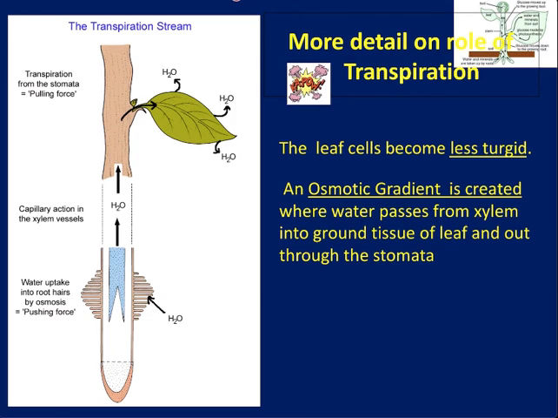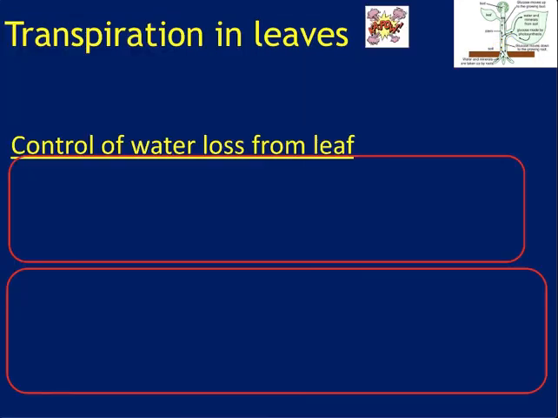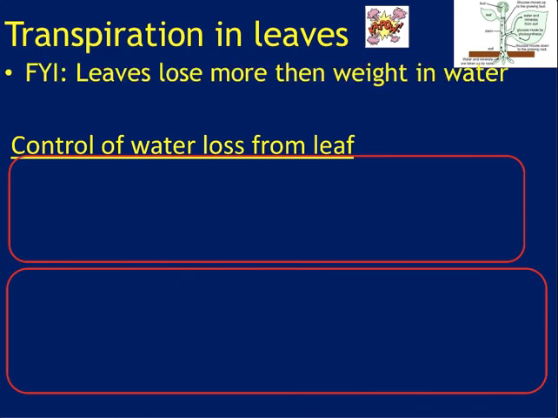And because this osmotic gradient is there, water will continue to move out through the leaf unless there is something to stop it. And that something is going to be the fact that your stoma will open or close depending on the conditions. So we talk about water loss in leaves and how you control it. So this is just an FYI.